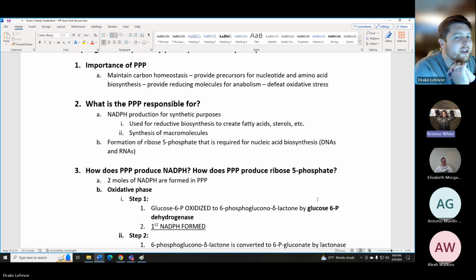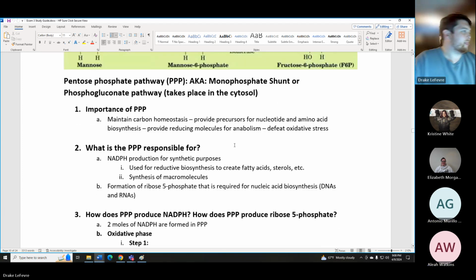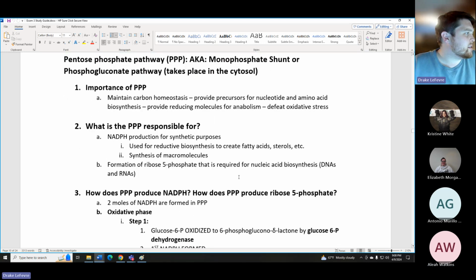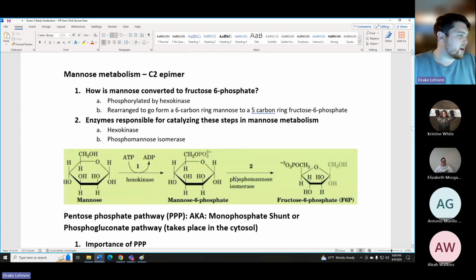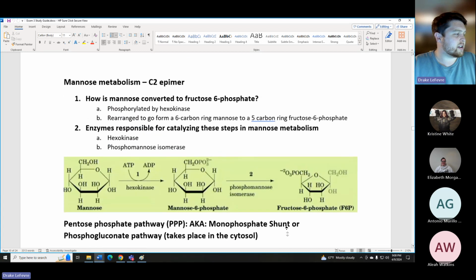Hexokinase. Good. Hexokinase converts fructose to what? Fructose 6-phosphate. Good. Pentose phosphate pathway. What is the main job of the pentose phosphate pathway? What is one of the biggest jobs of the pentose phosphate pathway?